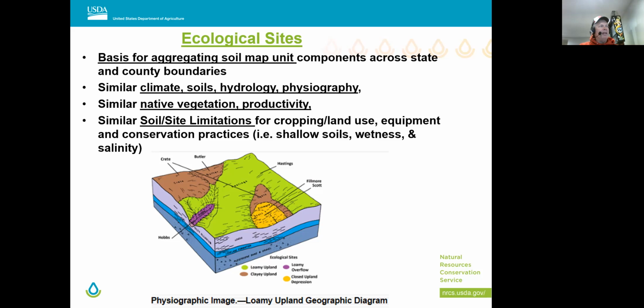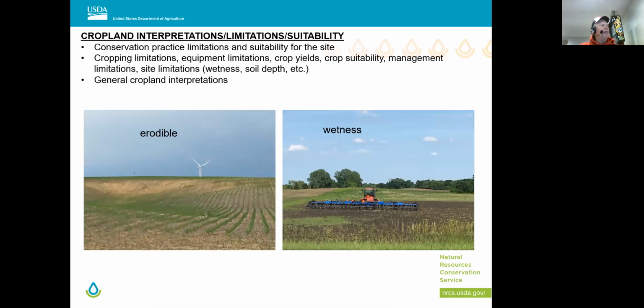Also similar limitations within these sites for cropping, types of crops, land use, equipment, and conservation practices that might be applicable. Here just shows two separate sites, one more of an erodible site that has those types of limitations, and one on the right that's more prone to wetness, especially in the spring. And so the interpretations, the limitations, and the management that might work would be adjusted depending on the site.